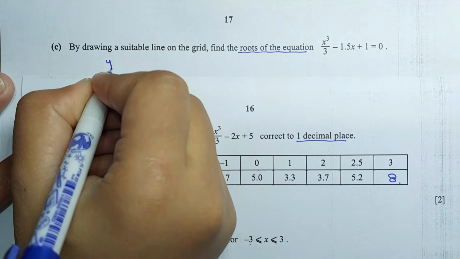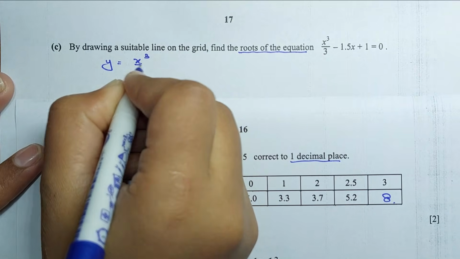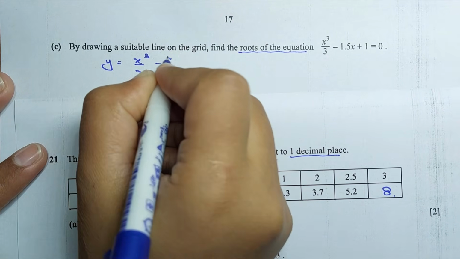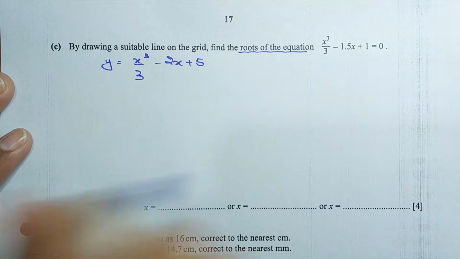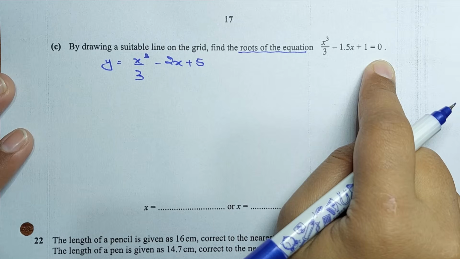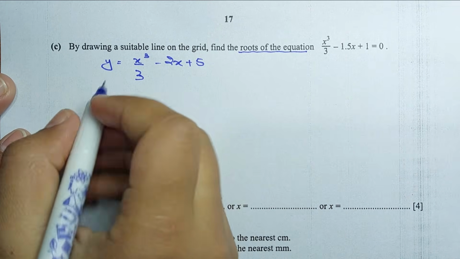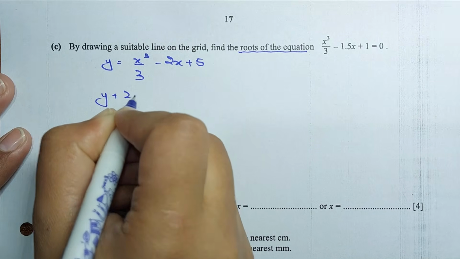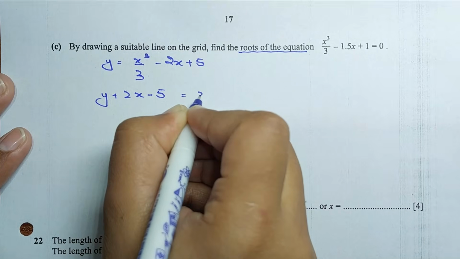Let me write this down. y equals x cubed over 3, minus 2x, plus 5. All right, and we have to make this. Okay, so we can say y plus 2x minus 5 equals x cubed over 3.